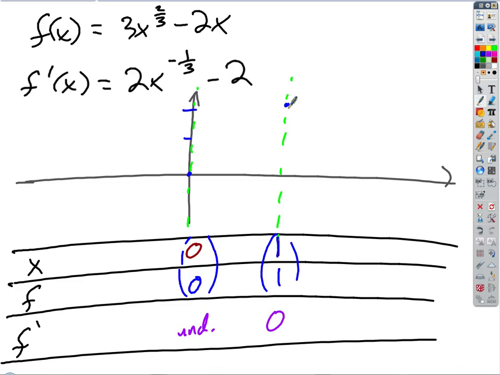Where could I maybe test some values now? -1, okay. If I plug -1 into my function, what do I get back? What is -1 to the 2/3? It's 1, isn't it? What does that mean, -1 to the 2/3? Typically you'd cube root it and then square it. So what's the cube root of -1? Negative 1, right? And then squared? 1. 1 times 3, and then minus 2 times -1.